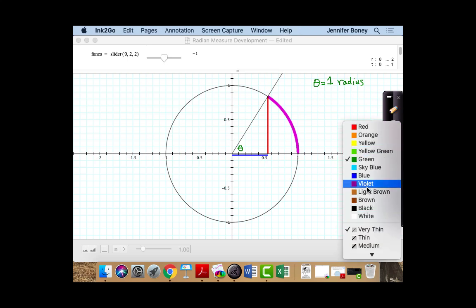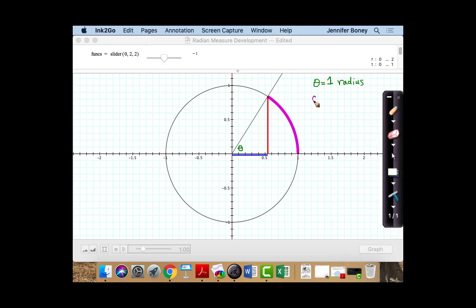This arc's length depends on the radius of the circle, obviously, more so than the angle does, but this arc's length is the radius times the size of the angle. So the radius of this circle is 1, the size of the angle is 1. So if this radius is 1 inch, let's say, then the arc length is also 1 inch.